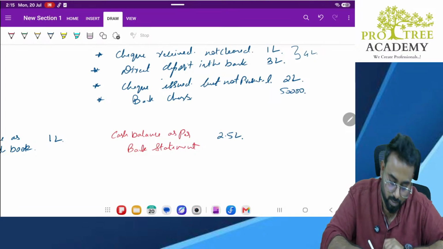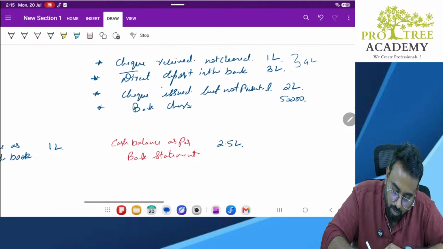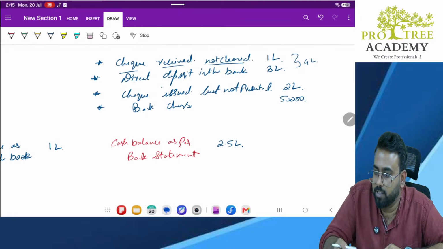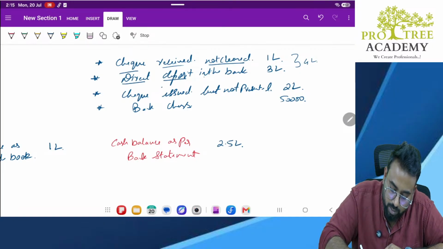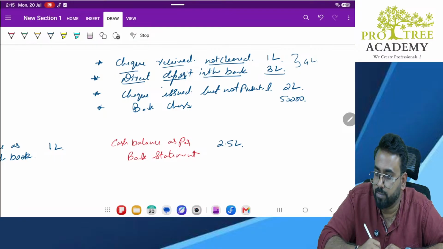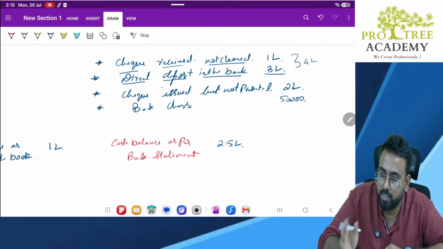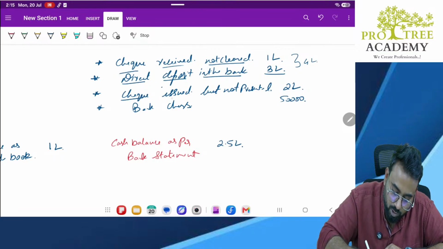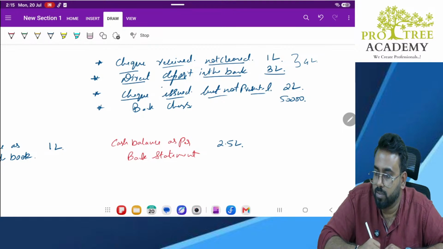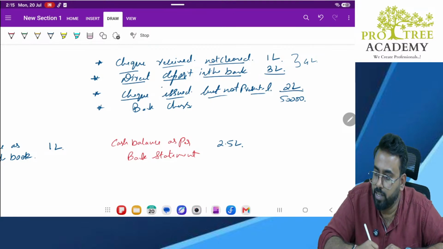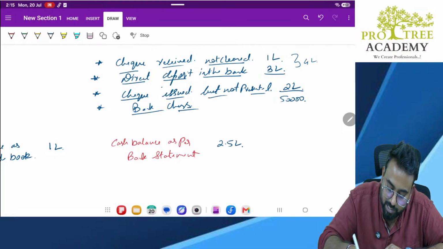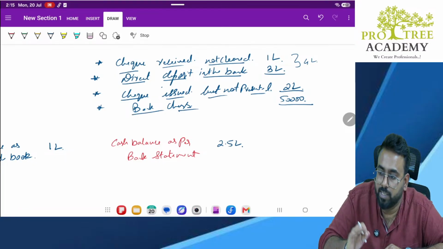So 4 instances. Check received, not cleared. That means we have received the check and we have deposited it in the bank, but it is not yet cleared in the bank. Now direct deposit into the bank is 3 lakhs. We have directly deposited in the bank 3 lakhs. Check issued but not presented. That means we have issued a check to somebody, but it is not yet presented, 2 lakhs. Now bank charges 50,000. These are the transactions.